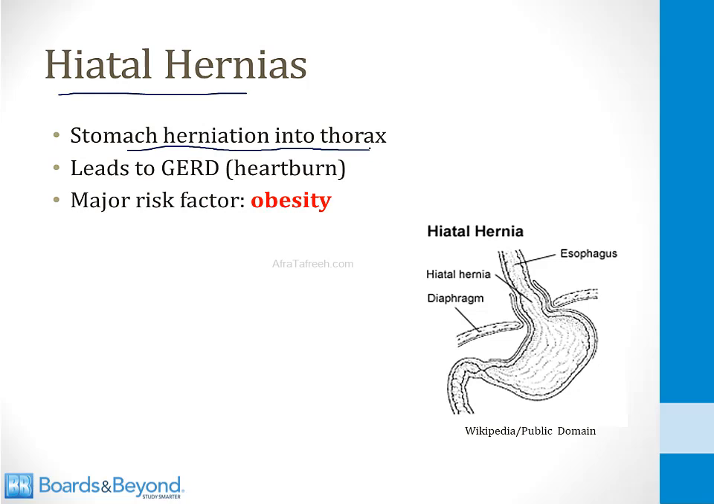Hiatal hernias are internal, so you won't see a bulge, but patients develop symptoms from these hernias, and those are the symptoms of gastroesophageal reflux disease or heartburn. By having the stomach herniate into the thorax, the lower esophageal sphincter becomes incompetent and patients develop severe heartburn. And a major risk factor is obesity. It's thought that all the extra fatty tissue forces the stomach up through the esophageal hiatus and into the thorax.